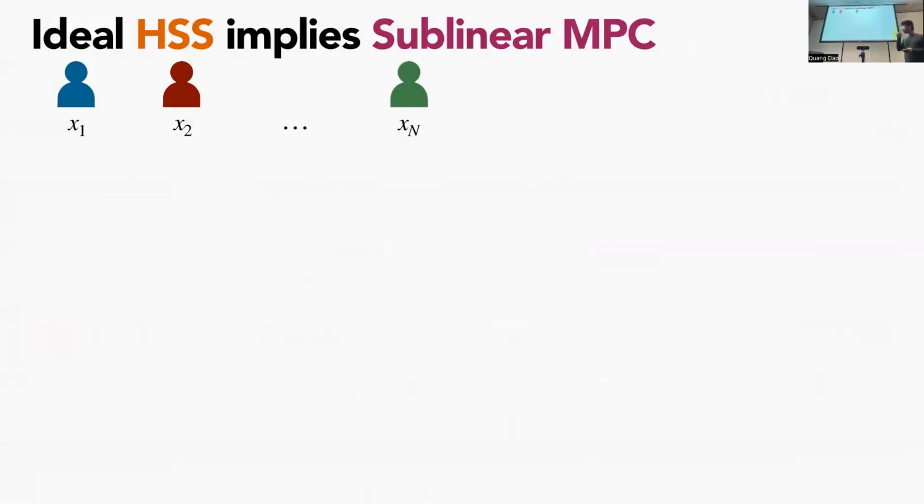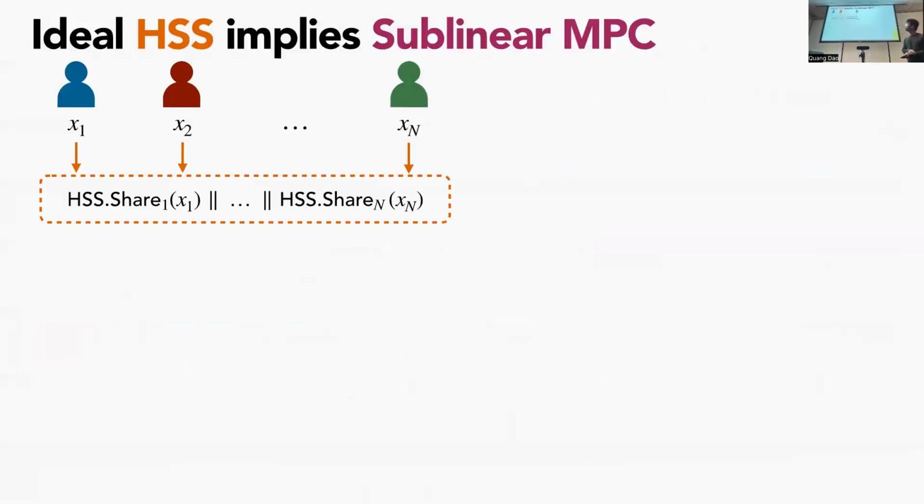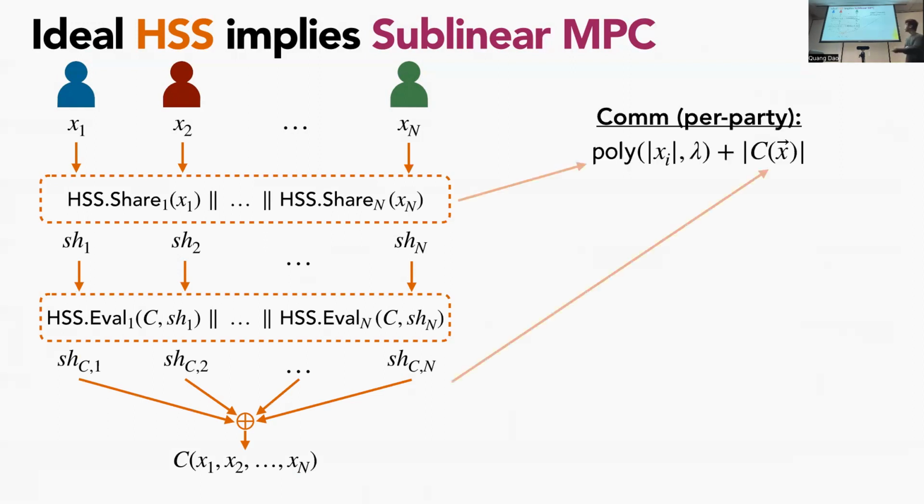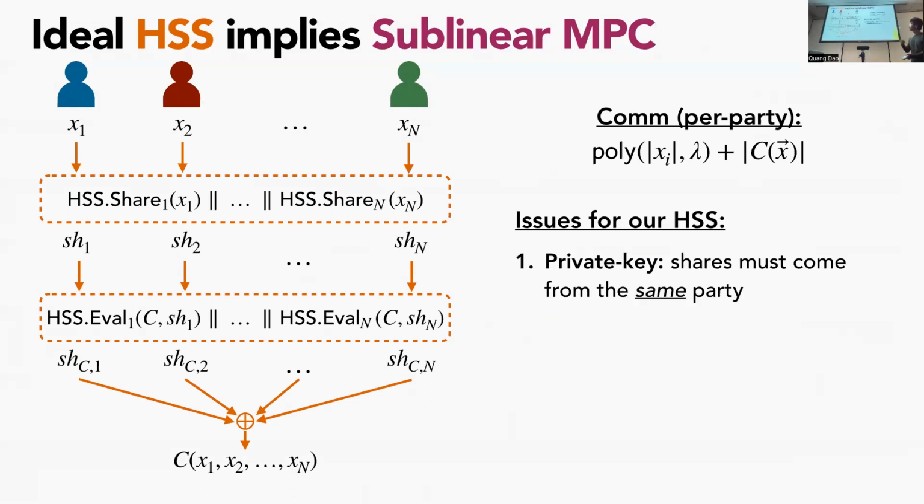Okay, so as I have mentioned briefly before, the intuition for how HSS can achieve sublinear MPC is quite simple, right? You share your inputs, you evaluate locally, and you share the outputs. So this gives you very good communication, but this is not quite what we achieve in our HSS.